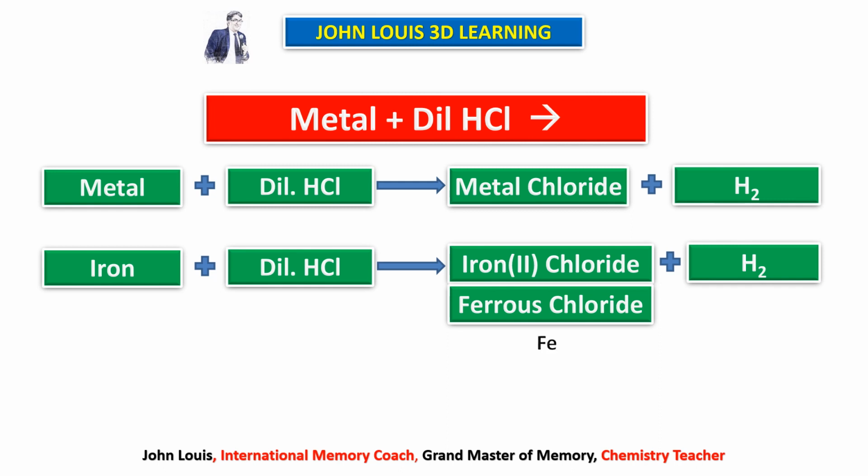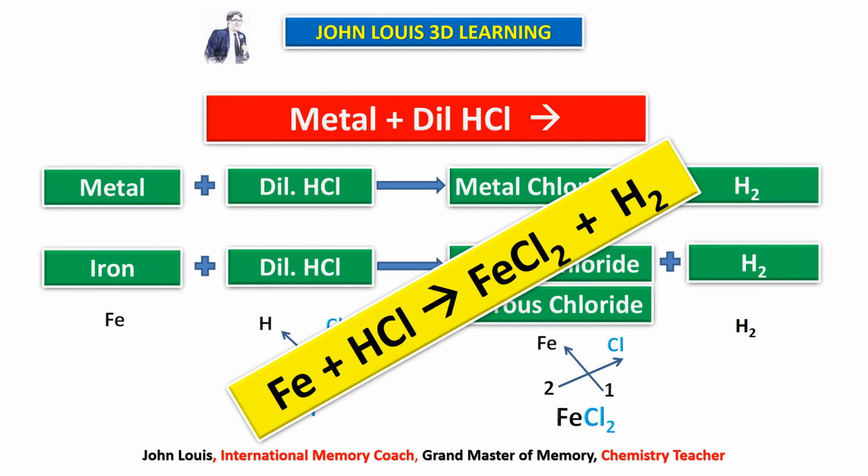Now how to write the equation? How to write the formula of ferrous chloride? FeCl. Ferrous valency is 2, chloride valency is 1, therefore FeCl2. Hydrochloric acid is HCl. Iron is Fe, and hydrogen is H2. So the final equation is Fe plus HCl gives FeCl2 plus H2. Again, I have not given you a balanced equation here because we have seen it elaborately in another video. Shall we move on to the next one?